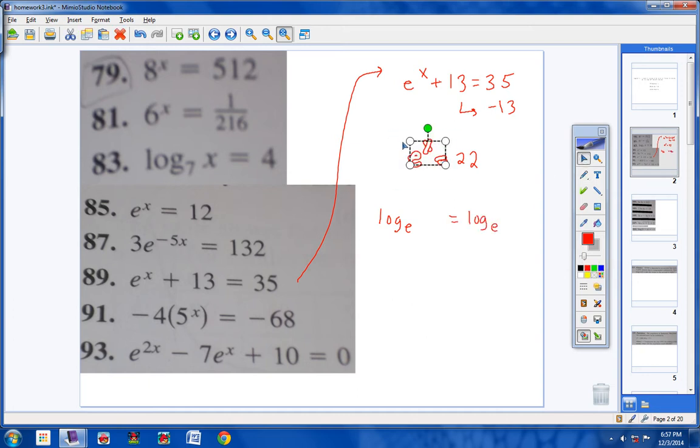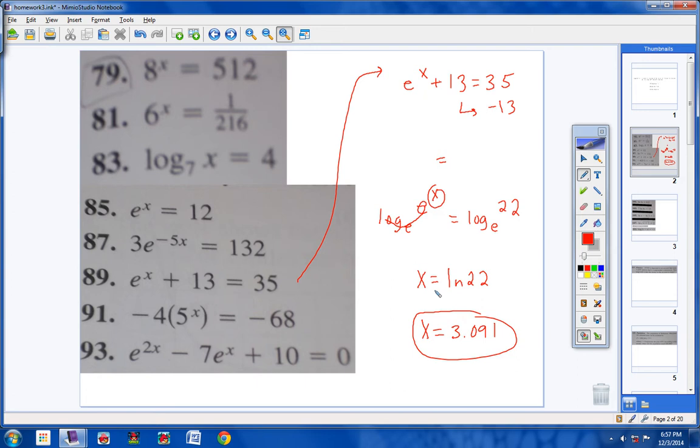Bring this down. Bring this down. Now when your base here matches your base here, everything is gone except your exponent. So your x would go right here. Log base e is natural log of 22. So there's your answer. Grab your calculator and type in natural log of 22 and you will get 3.091. There we go. Moving on to number 91.